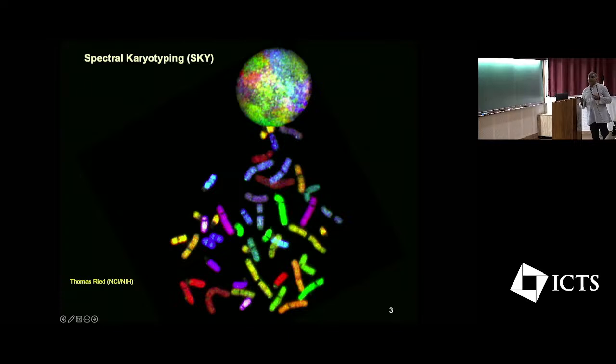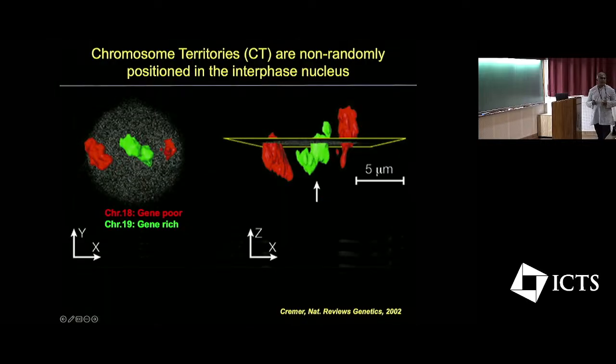There are some very interesting papers early on by Ana Pombo where she showed that there are transcription factories that are localized at the border of those territories. But again, what we are trying to understand is how does structure and function communicate with each other.